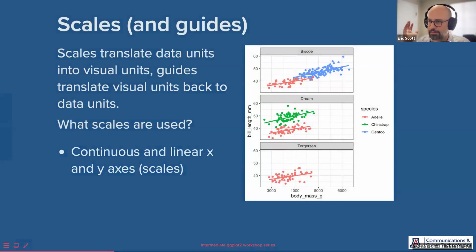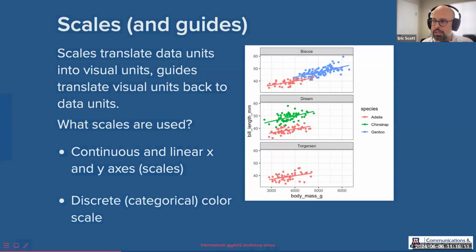So, again, just to repeat it, we have continuous and linear X and Y axes, and we have a discrete categorical color scale in this plot.